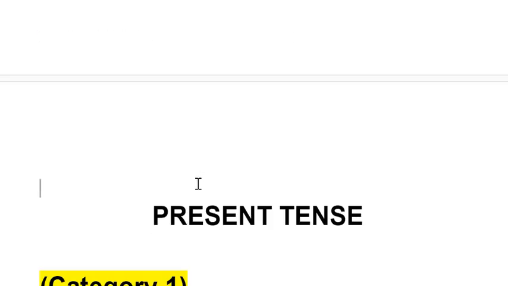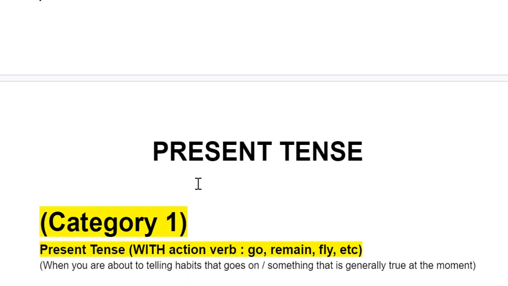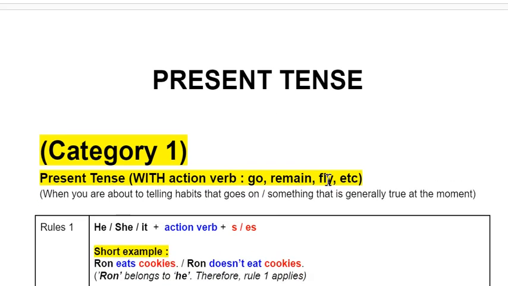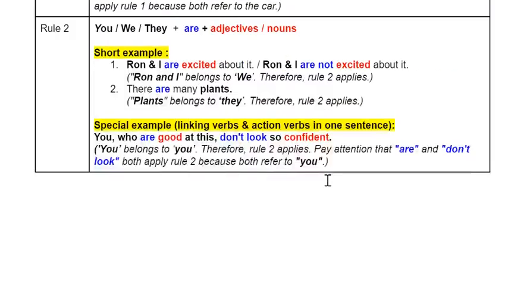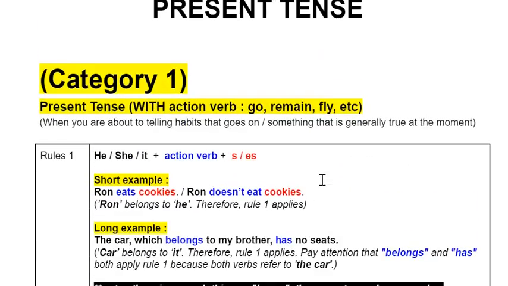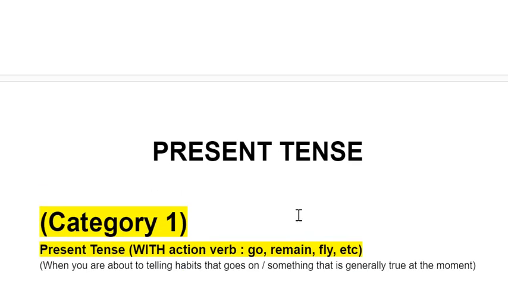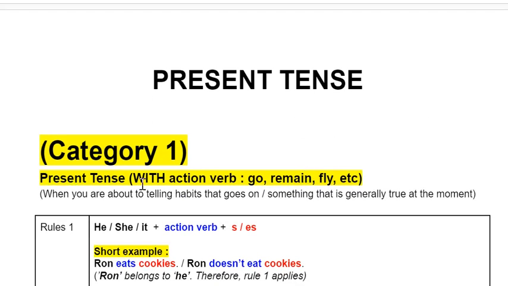So, yeah, after you know how to decide which tenses to use, now we'll just simply go back to our focus, which is present tense. So here we've got category 1, category 2, and category 3. Let's take a look at them one by one. Category 1, present tense with action verb, like go, remain, fly, and many more.